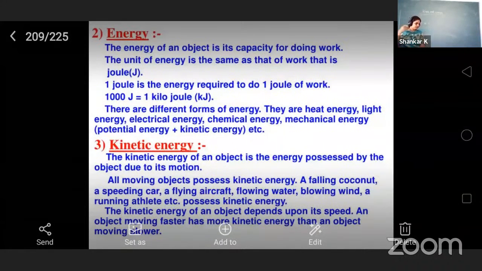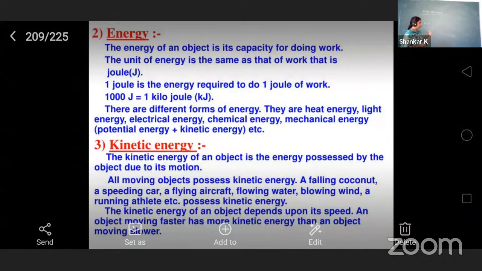All human beings and all living organisms need food for energy. If you are very tired and don't have any energy, you can't walk or run. We say there is no energy in my body, right? When you can't do any work, we say I don't have energy. So what is energy? It is the capacity for doing work.